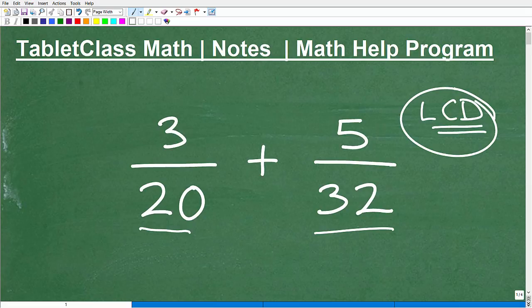It's not that hard. When the problems are simple, when the denominators are lower numbers, generally a lot of you out there can handle those type of problems. But when the denominator values get bigger, then a lot of students really struggle with the LCD. So again, we're going to go ahead and take care of that in just one moment.